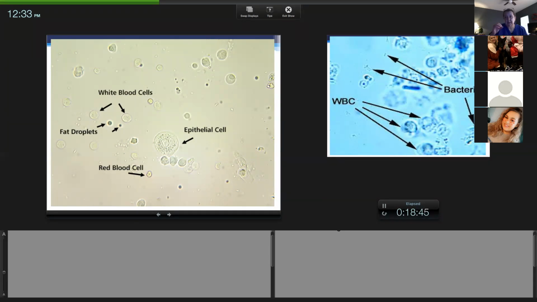You might see some if you do a free catch, and then you could potentially have a lot of epithelial cells if you do a catheter. Because if you think about it, you drag that catheter up through the urethra, you're going to drag some epithelial cells. So if a dog has a raging UTI and a lot of bladder inflammation, they're going to shed more cells.